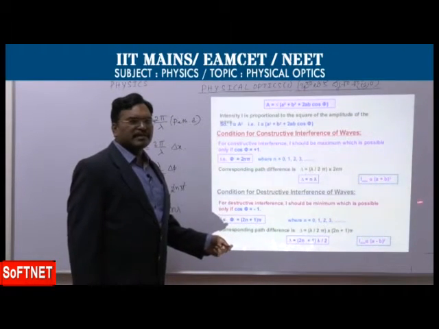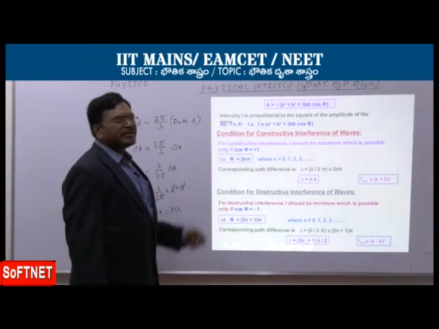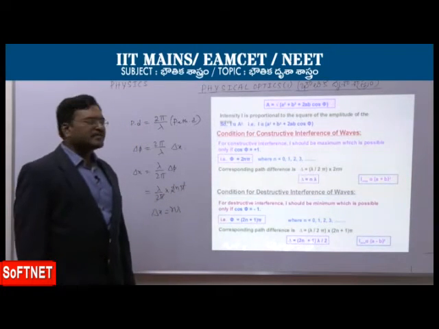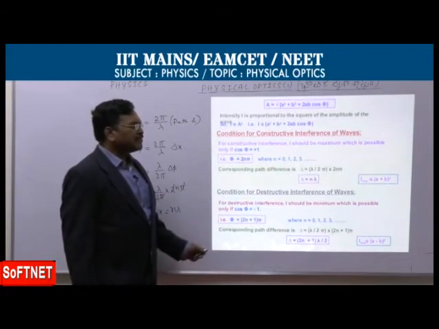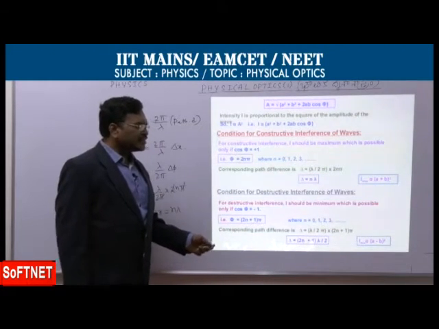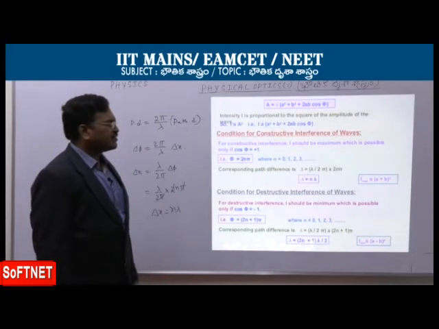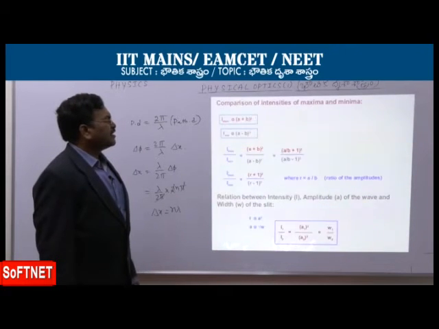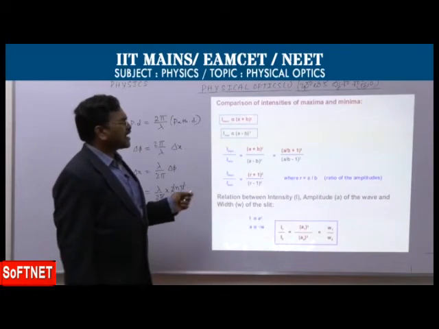A plus b whole square. What are a and b? a and b are amplitudes of two waves. I maximum is proportional to (a plus b) whole square. I minimum is proportional to what? (a minus b) whole square. Like that.